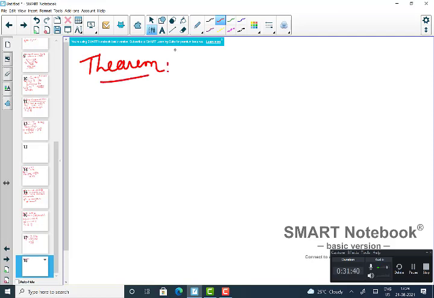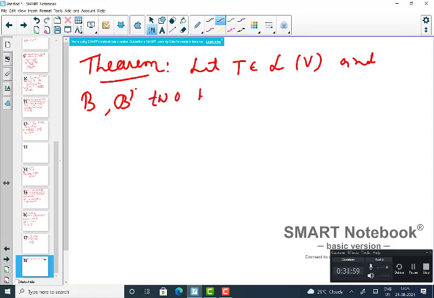What is the theorem? You have a linear operator T on V, and you have two bases, B and B dash, of some finite dimensional vector space V.